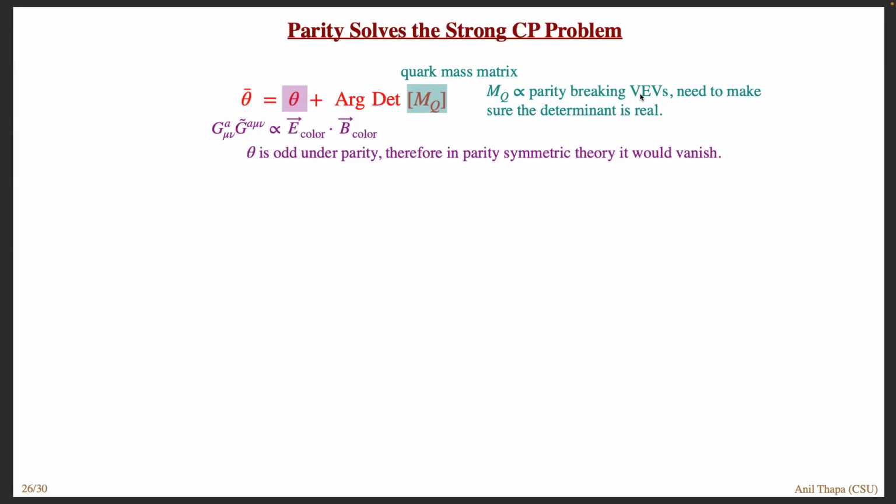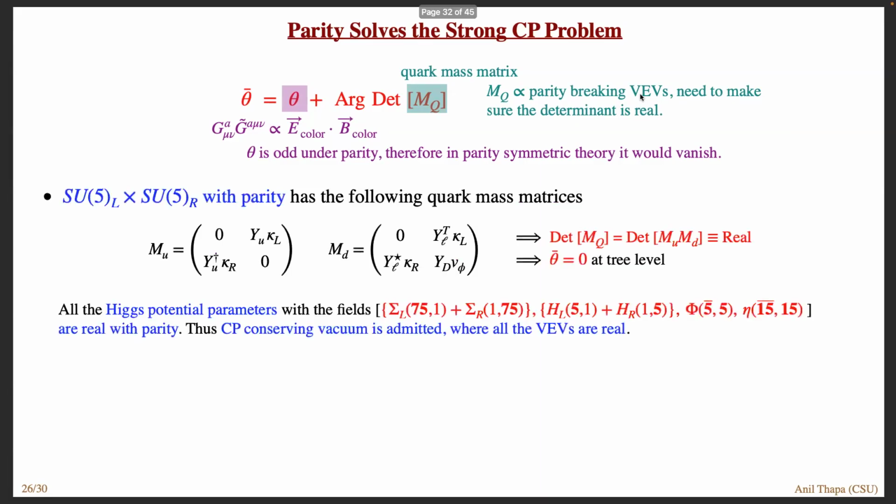Now of course this MQ is the quark mass matrix. It is proportional to the parity-symmetric Yukawa couplings. And if we make sure that the argument determinant of MQ is real, so that this term goes to 0, then I solve the strong CP problem. Simple as that. But not quite.